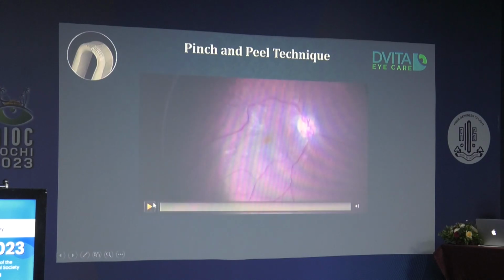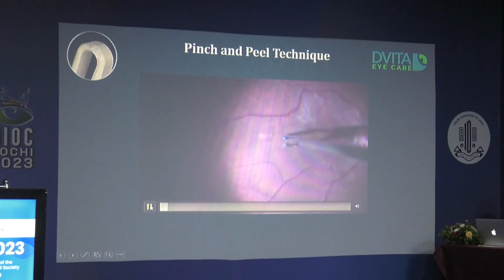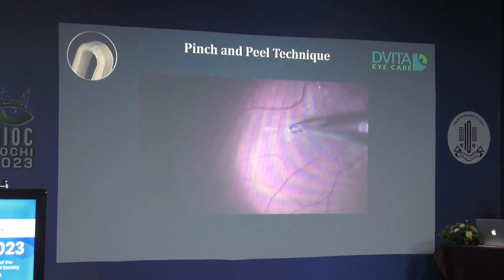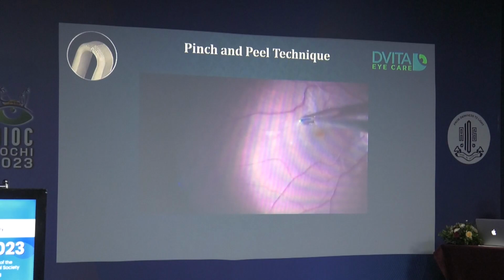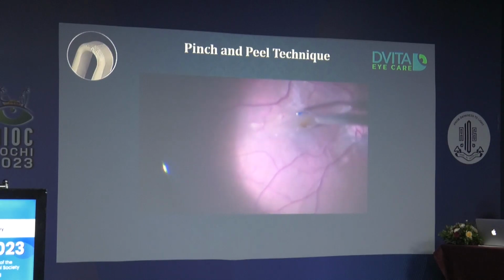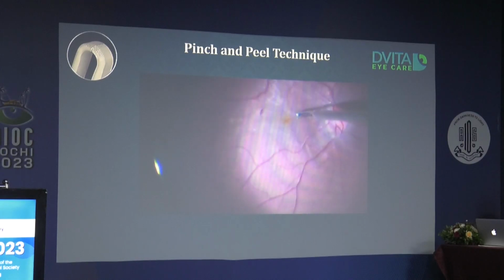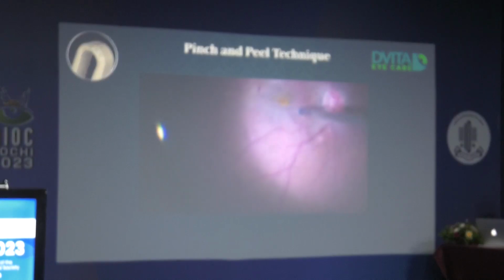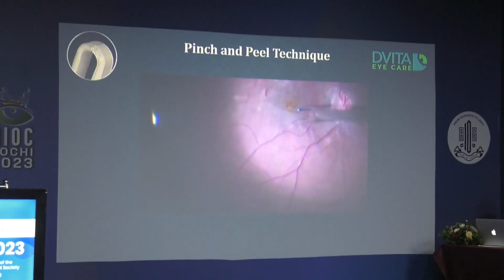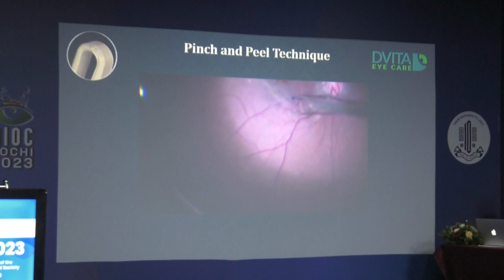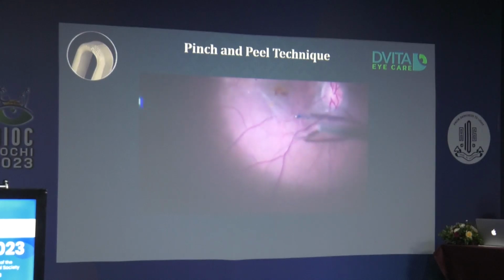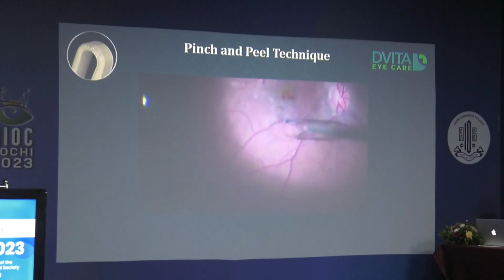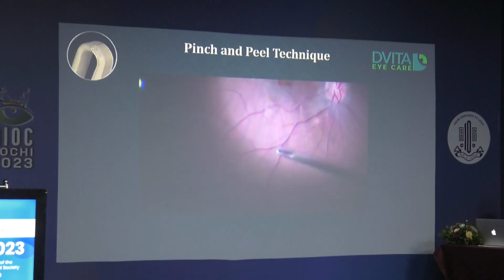Now this is the pinch and peel technique. We first pinch and release, then again we pinch, then we start peeling. Here one nick is there, then we can see the margin, we can hold the margin of the ERM and start peeling, gradually over the retina and circumferentially. Another thing, we have to hold multiple times. We should not remove the membrane entirely in one go, as that may cause a break in another area.